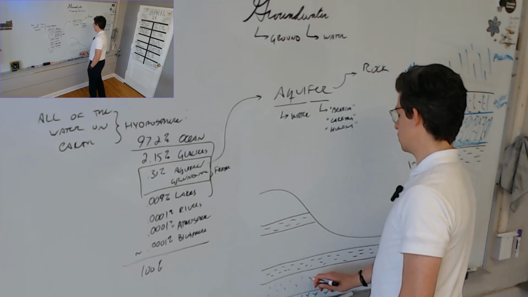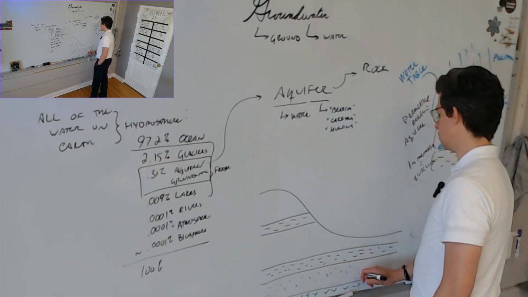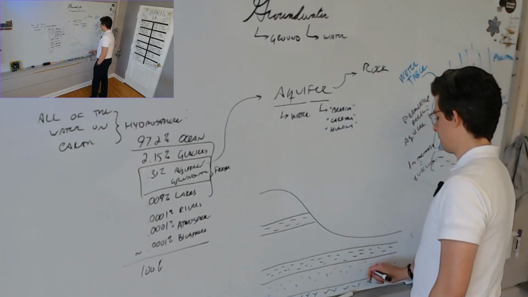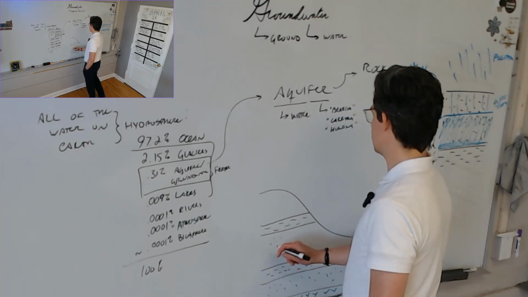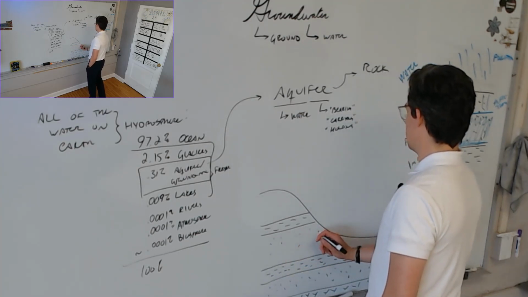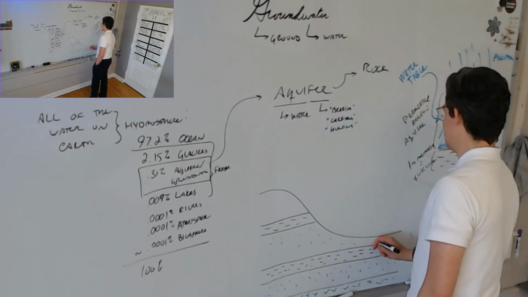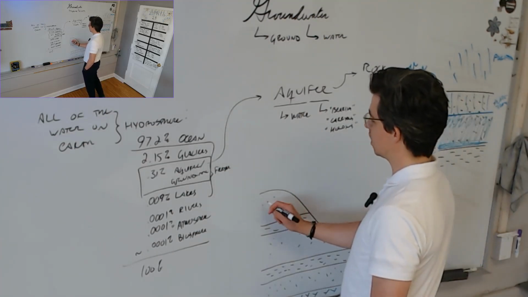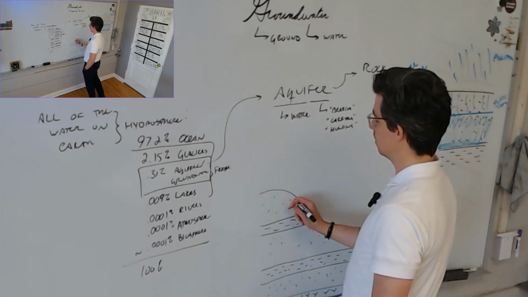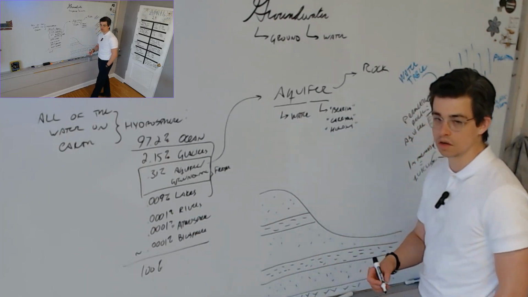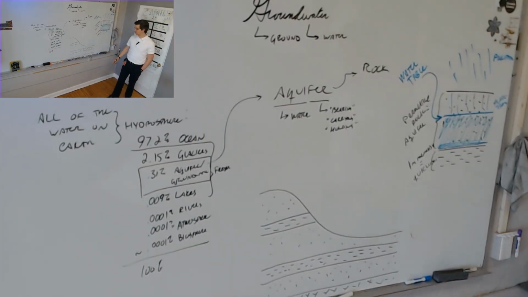Okay, here's my really good drawing of a hill. Is this hill diagram drawn in cross-section or in map view? Cross-section. This is drawn in cross-section, meaning I'm looking at kind of a cutaway.